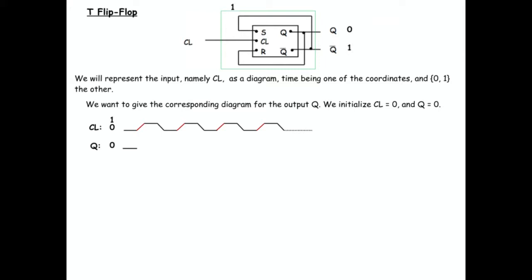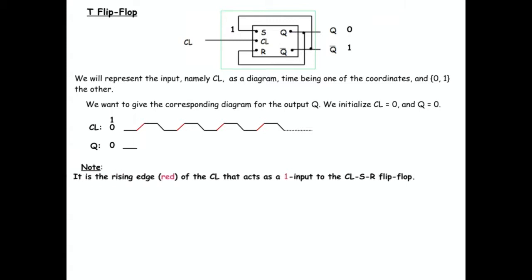And now let's actually trace it. It started at 0, and then when we got to that first red moment, when the clock switches to 1, the clock became 1. Boom, so the 1 got sent in. So it is the rising edge, red, of the clock that acts as a 1 input to the clocked SR flip-flop. Okay, so at any point, if it's unclear, stop me and ask me.